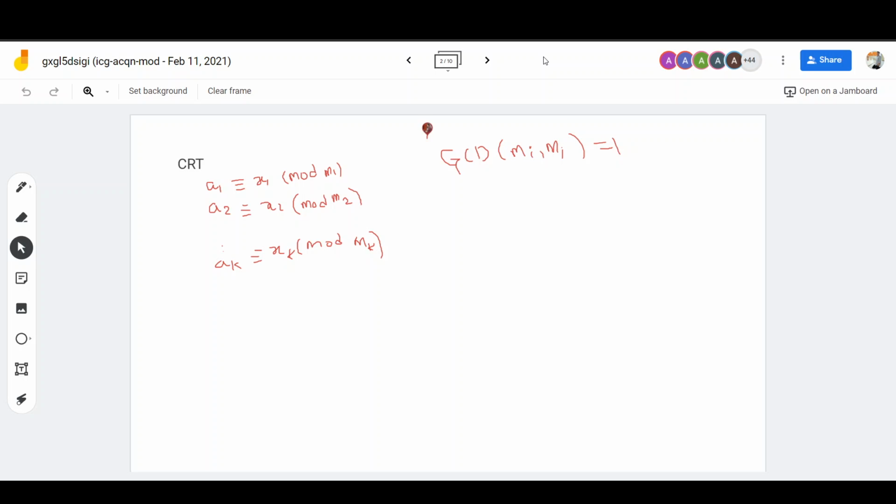Why have we written this statement? Try to understand: any two mod values you may choose, that means m1 comma m2, m2 comma m3, m1 comma m3, and so on, the GCD of those two numbers is going to be equal to 1. Then we call all of these pairwise relatively prime numbers.